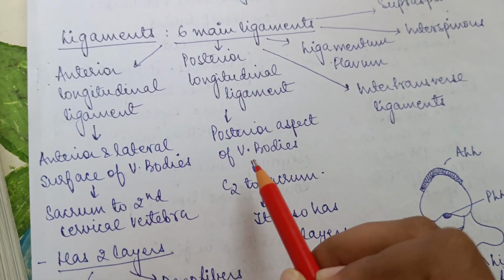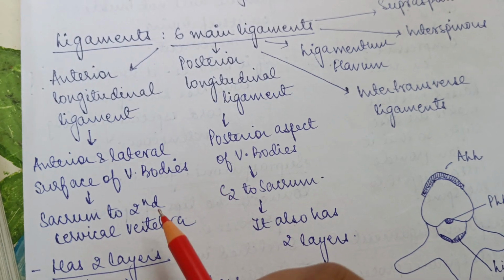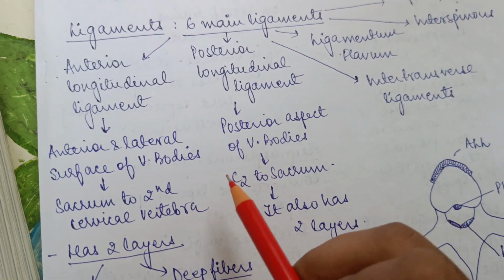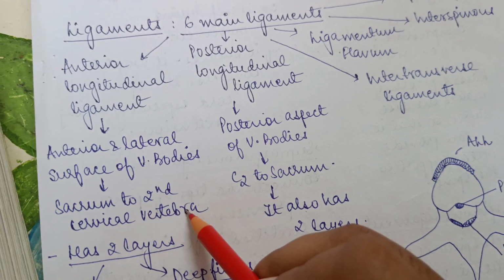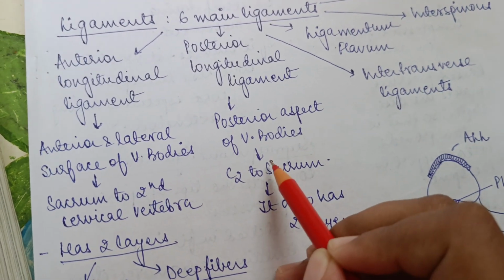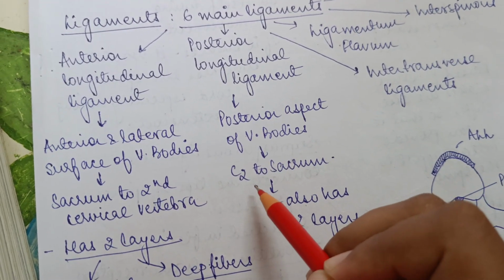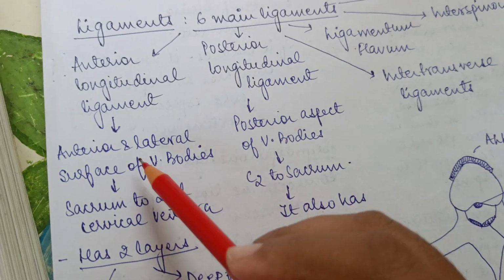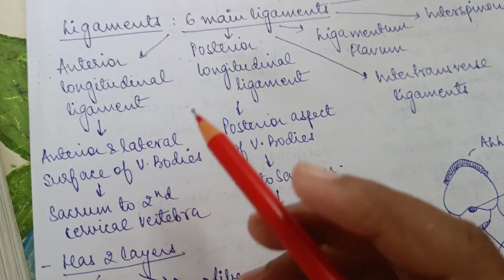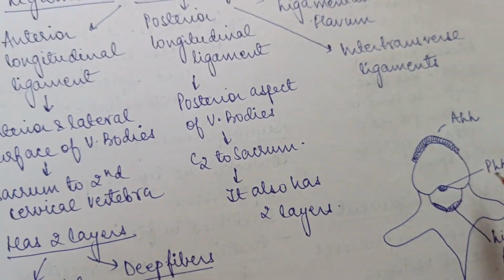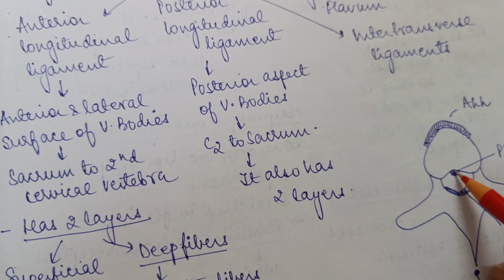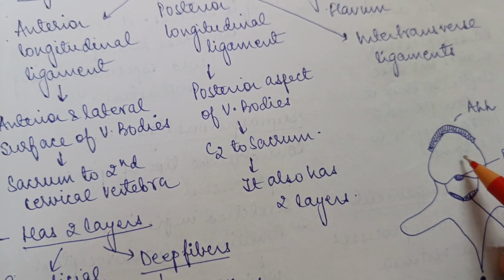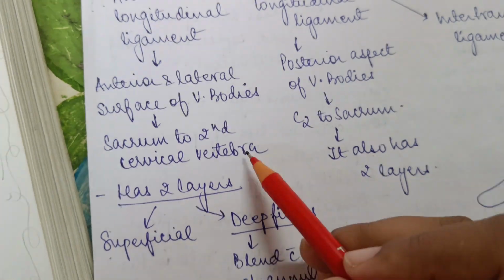The anterior longitudinal ligament and posterior longitudinal ligament are more or less similar, just different in that the anterior longitudinal ligament runs from the sacrum to the second cervical vertebra, while the posterior longitudinal ligament goes from C2 to the sacrum. So it is present on the anterior and lateral surfaces, which is like this. It is here on the anterior as well as lateral surfaces, and the posterior is in the posterior part of the vertebral body. Now it has 2 layers.